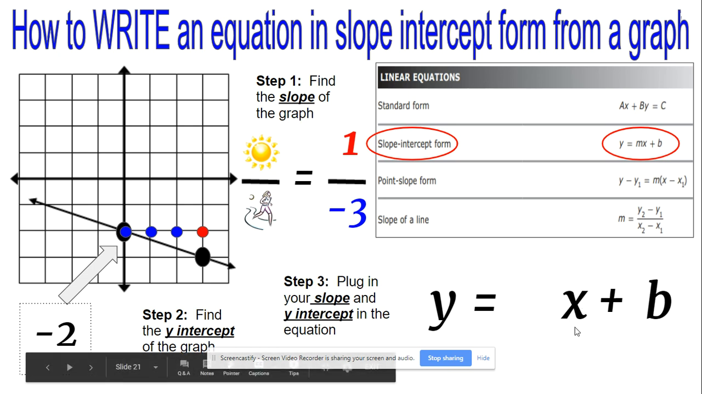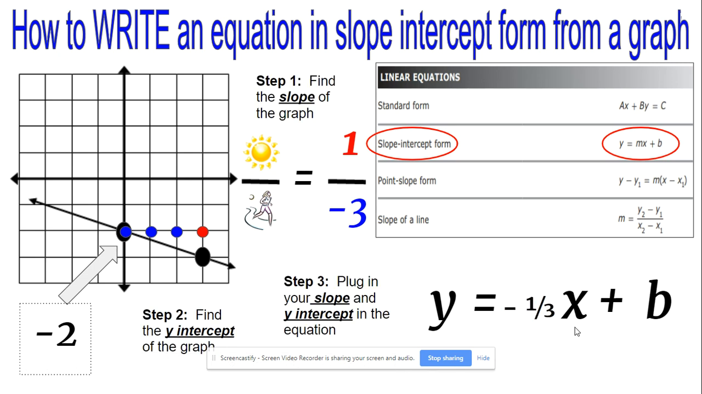Okay, so instead of m, I'm going to write in -1/3 because that's my slope. And instead of my y-intercept for my positive b, I'm actually going to write a -2. So I need to make sure that that negative sign is there. Be careful on that. Okay, watch your signs. So y equals -1/3 x minus 2.